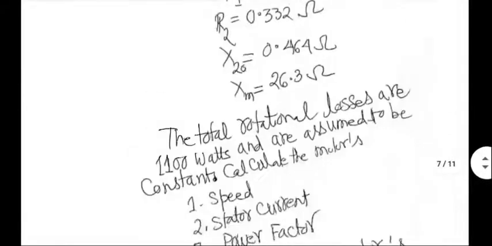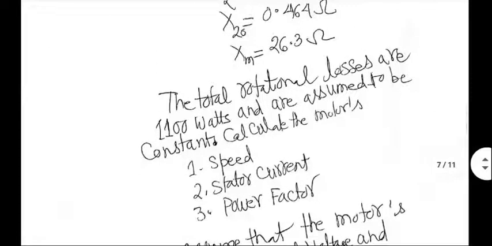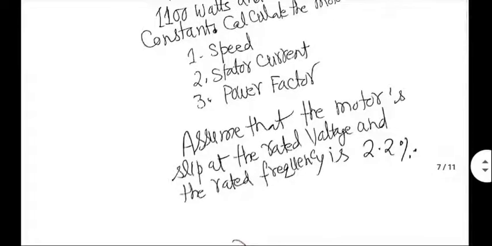Okay. The total rotational losses, that means mechanical losses, are 1100 watt and are assumed to be constant. Calculate the motor's speed, stator current, and power factor. Assume that the motor slip at the rated voltage and the rated frequency is 2.2%. That means 0.022 is the slip relative value.